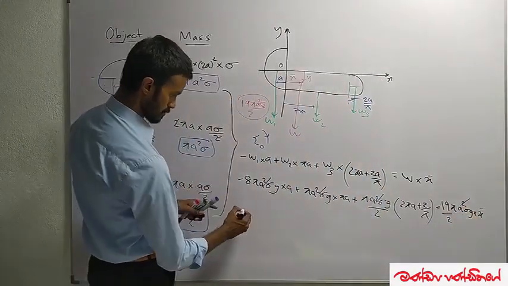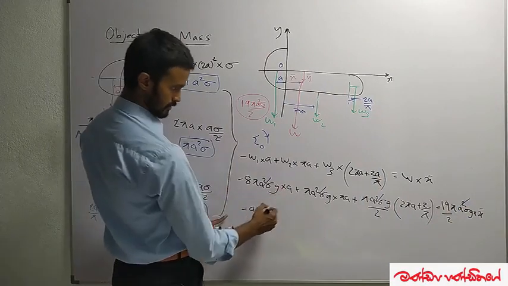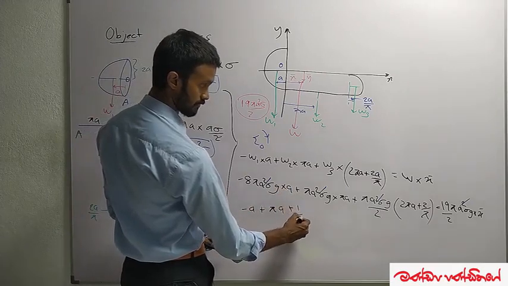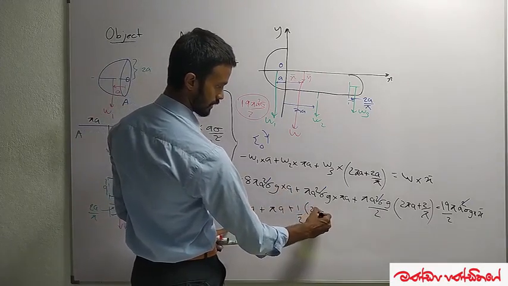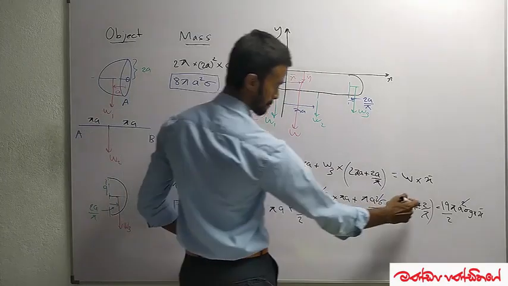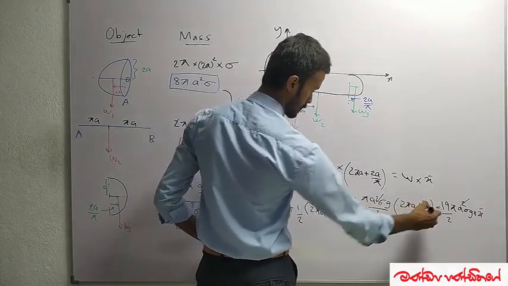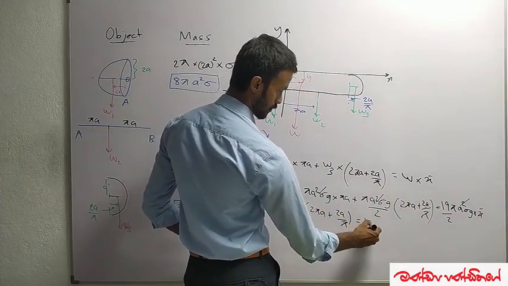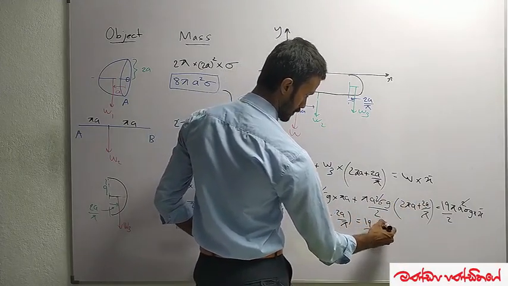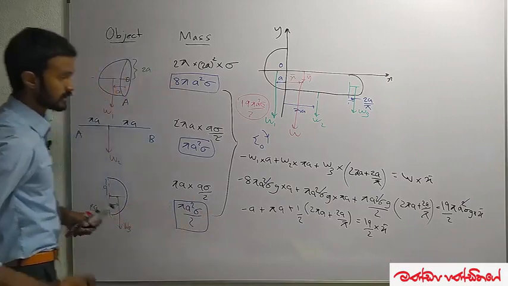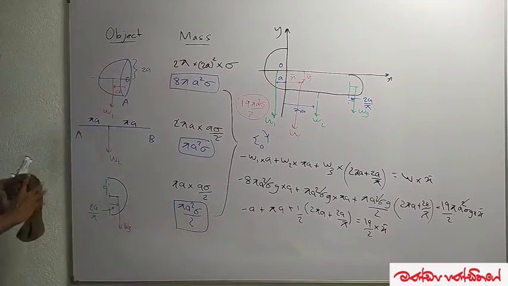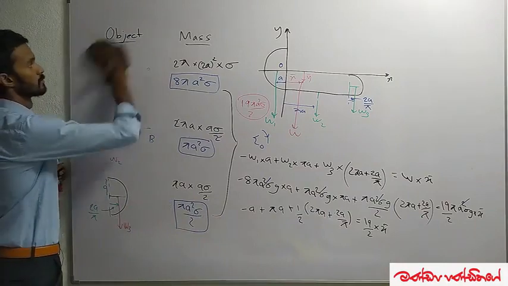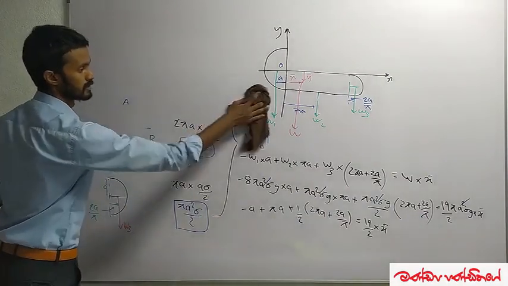Which means I get minus a plus pi a plus half into 2 pi a plus 2a over pi is equal to 19 over 2 x bar. If you want to copy this down, you can pause the video and copy it now, because I'm erasing this part and moving on to my simplifications.